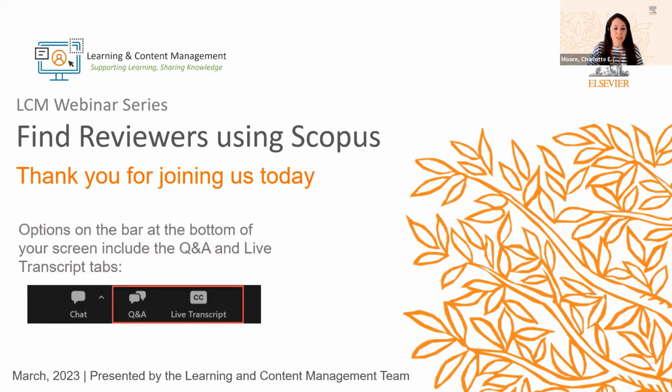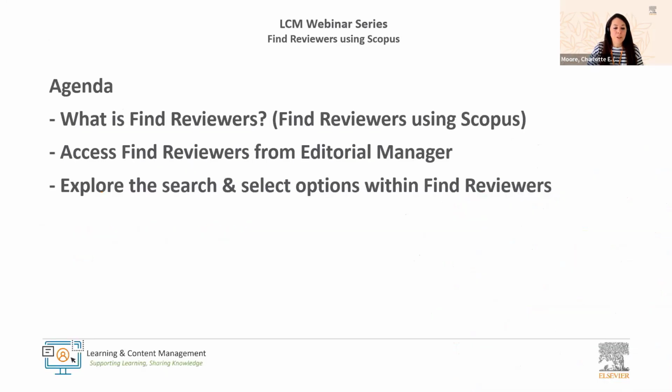So let's take a look at our agenda for today. We are going to be looking at 3 agenda topics. Firstly, we're going to ask, what is Find Reviewers? And I'm going to give you a definition for that. We also have termed it sometimes Find Reviewers using Scopus, and I'll explain the difference between that terminology. We're going to look at how you access Find Reviewers from Editorial Manager. And we're going to explore the Find Reviewers tool and look at the search and select options for finding reviewers.